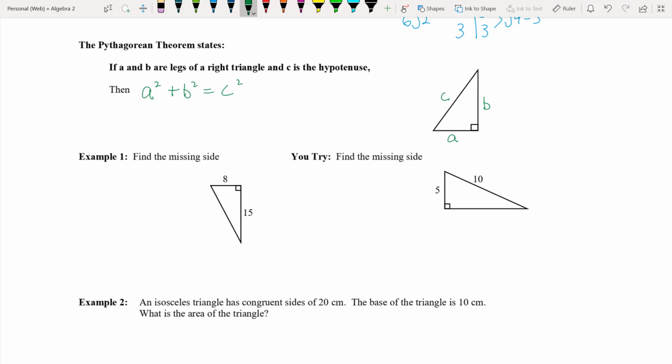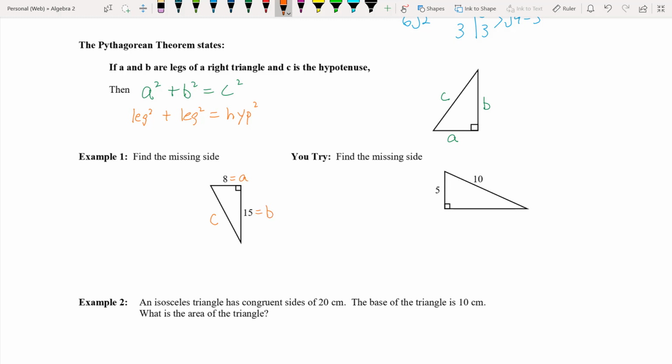Okay, so example number 1 says find the missing side. So I've got 2 sides here. These are the legs. Okay, another way to look at the Pythagorean theorem, which I usually state also, is leg squared plus leg squared equals hypotenuse squared. Kind of makes a little more sense once in a while. So when I look at this first triangle here, I see leg, and I see the hypotenuse is missing. So I'm just going to let this first leg equal A and this second leg equal B.